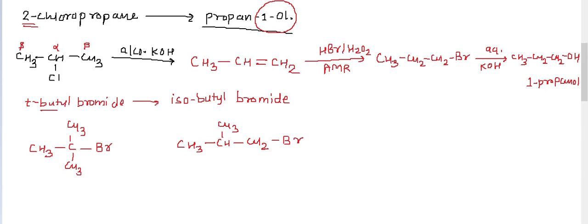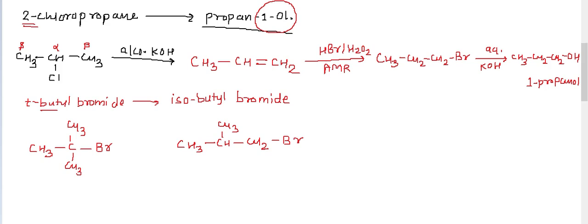So this is the structure of isobutyl bromide. You know this is the iso. Now we have to add one more carbon atom because it is butyl. So isobutyl bromide. Okay, then let's see how we can do this.